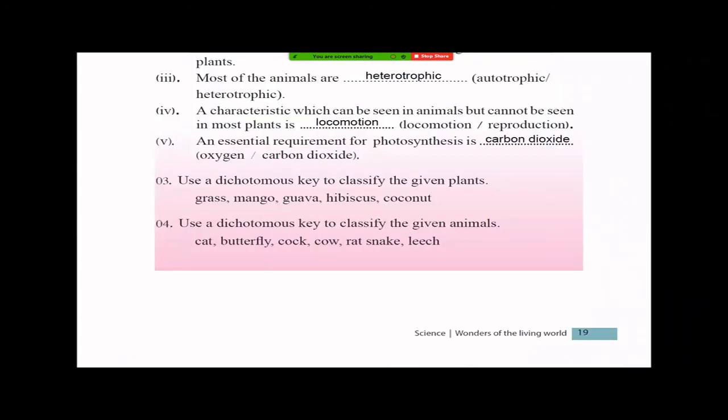Okay, so that's the end of the exercise for chapter 1, grade 6 science book.